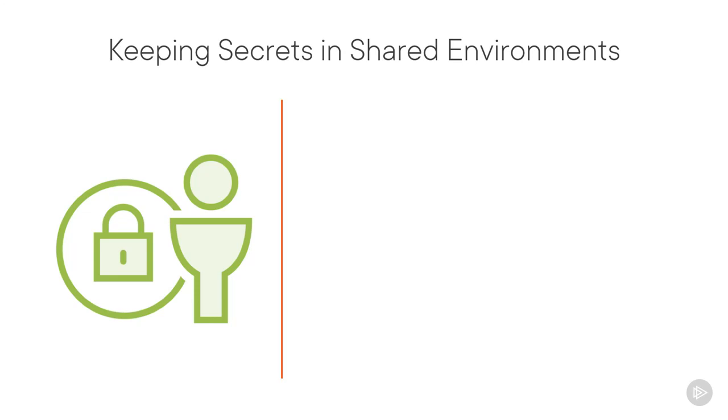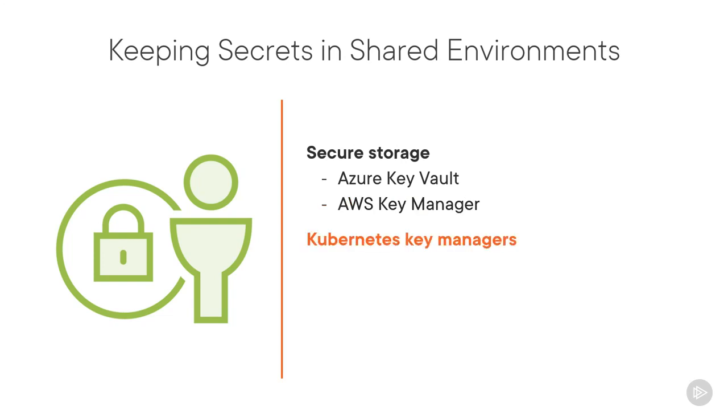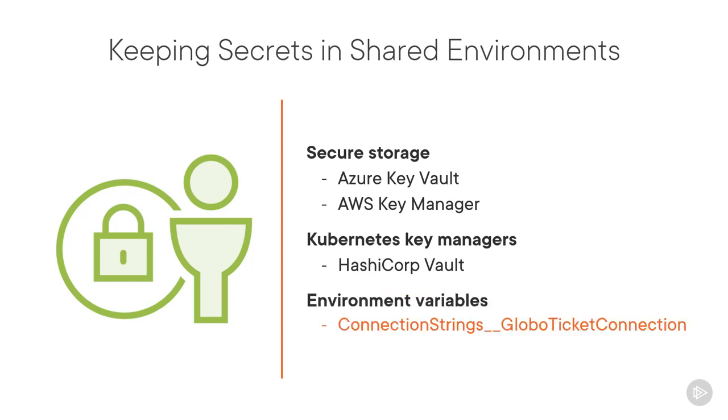For environments in the cloud, favor secure storage solutions like Azure Key Vault or AWS Key Manager. Not only are those stores encrypted, but they also offer features such as automated password rotation. For environments managed with Kubernetes, consider investing in management solutions such as HashiCorp Vault rather than relying upon Kubernetes secrets. Kubernetes secrets are not secret at all and can be viewed by anyone with access to the control plane. But if no other options are available, then there are always environment variables. An environment variable using a double underscore as a path separator will override app settings.